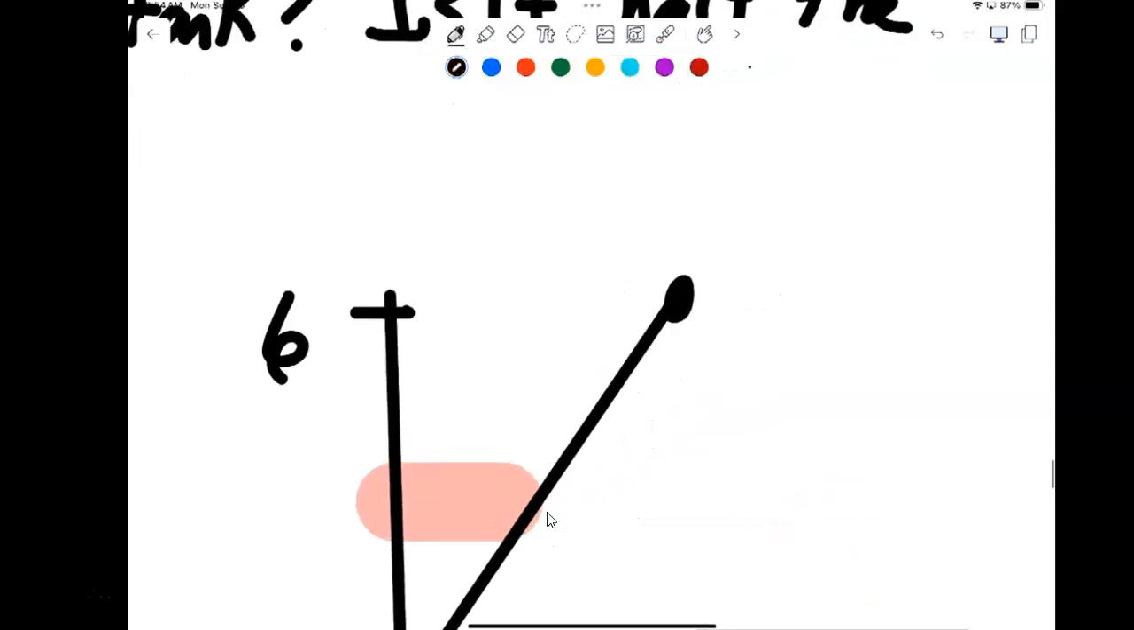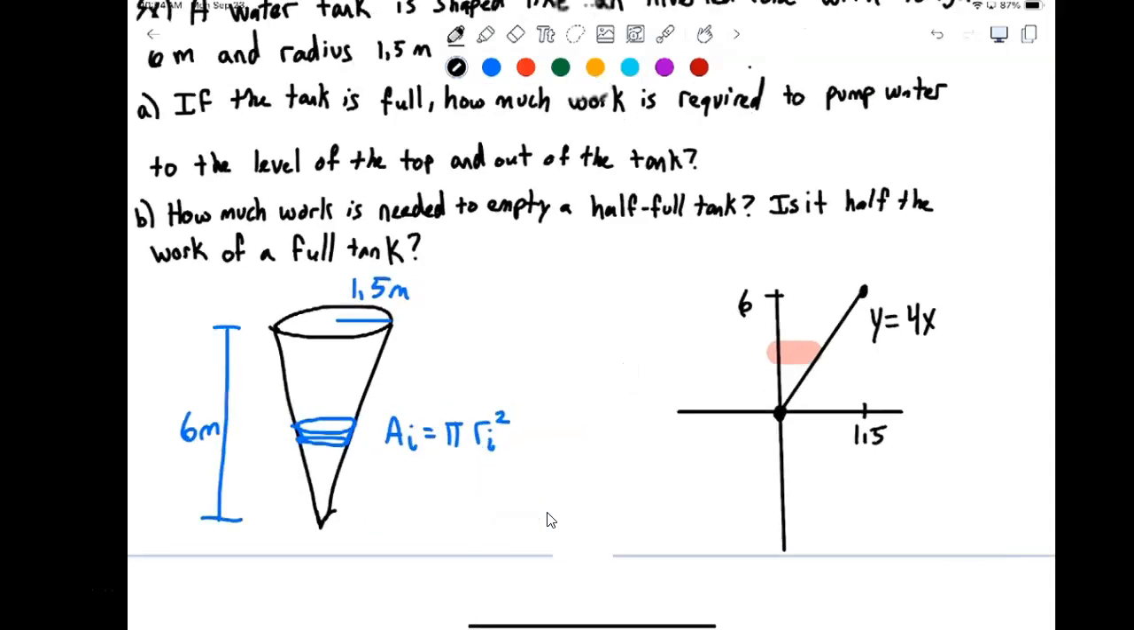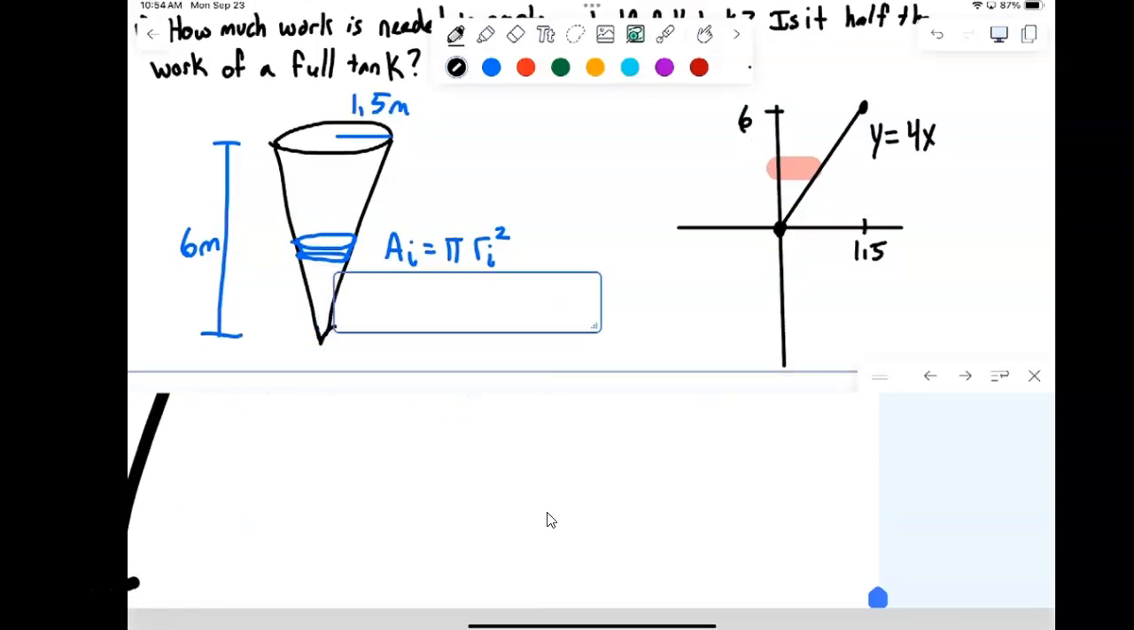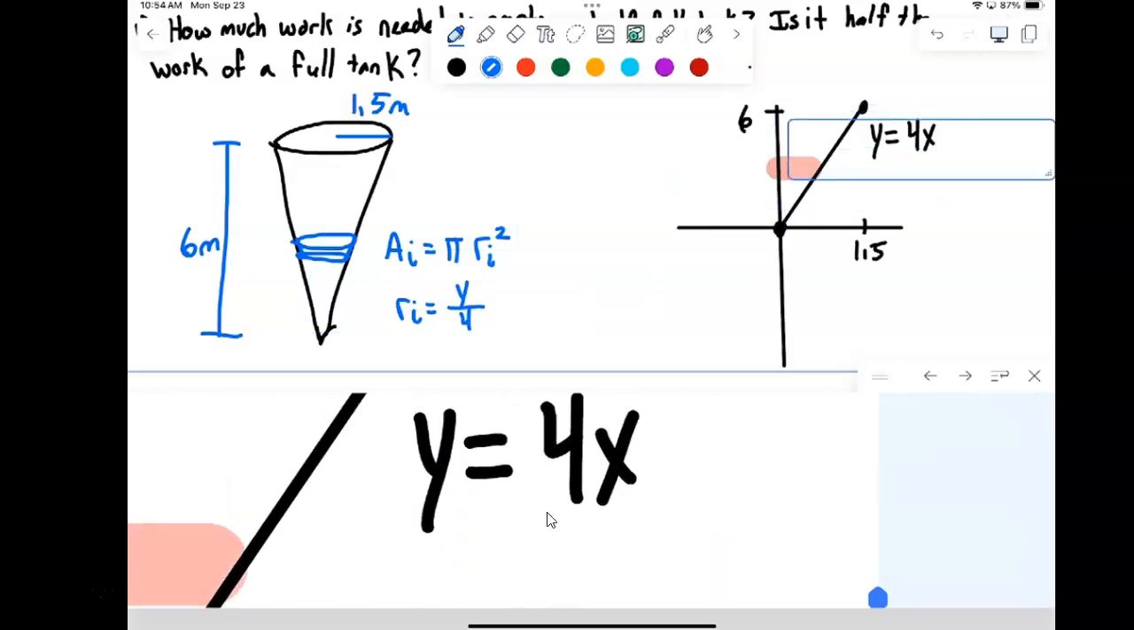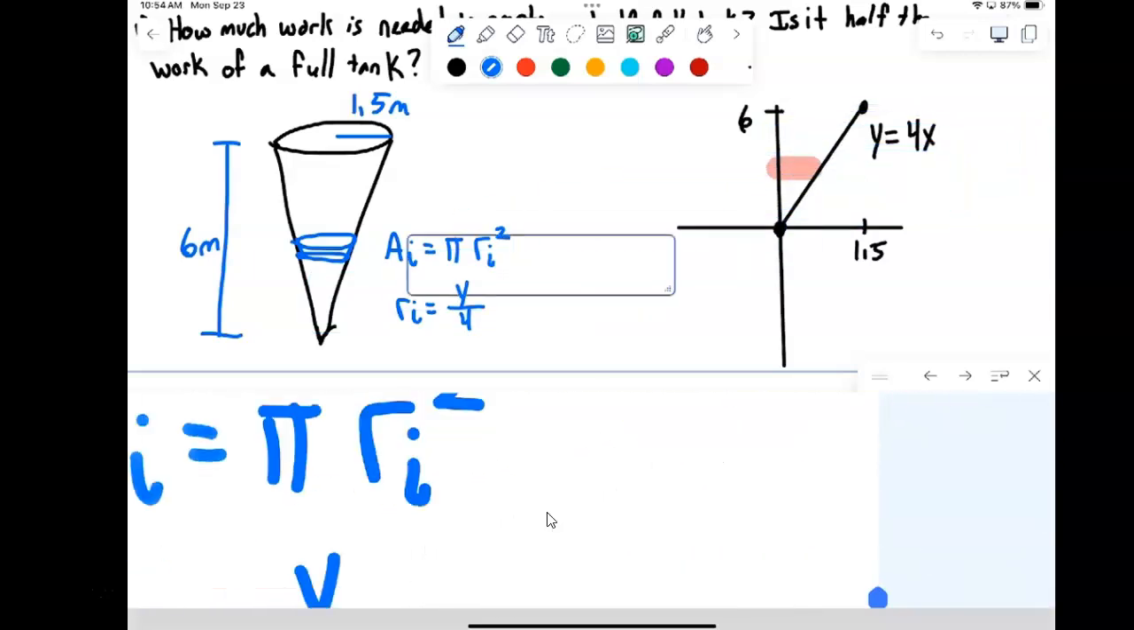So this line has the equation y equals 4x. But now for my radius, I need to express x in terms of y, because we're going vertically. And that would actually be my radial length over here. So notice that in this problem, r sub i is just the y value divided by 4. That's my x value, which is also my radius.